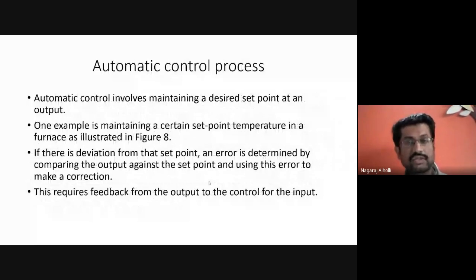Automatic control involves maintaining a desired set point at an output. One example is maintaining a certain set point temperature in a furnace as shown in the figure. If there is deviation from that set point, an error is determined. How is the error determined? By comparing the output with the set point and using this error to make the correction. This requires feedback from the output to the control for the input.